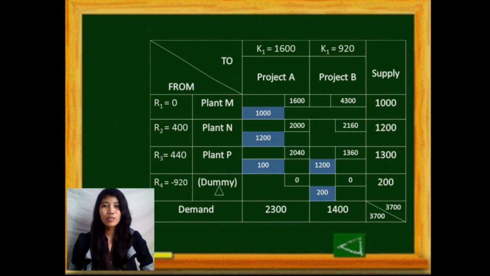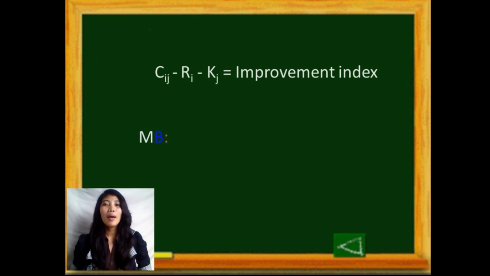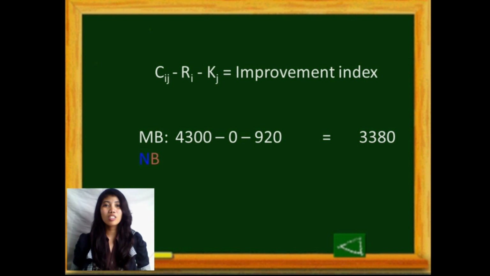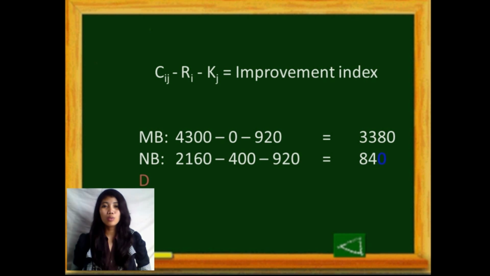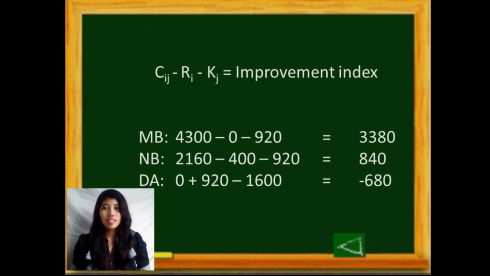Then, evaluate the improvement index of each unused cell using the formula C minus R minus K, which is the improvement index of a particular solution. MB is equal to 4,300 minus 0 minus 920, which is 3,380. NB is equal to 2,160 minus 400 minus 920, which is 840. BA is equal to 0 plus 920 minus 1,600, which is negative 680.